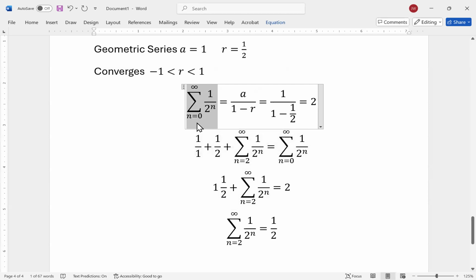So starting at 0, the infinite series adds to 2. If we started our count at n equals 2, then the infinite series adds to 1/2. Again, the infinite series, if you start at 1, adds to 1. We saw that earlier, and that's consistent with what we have here as well.